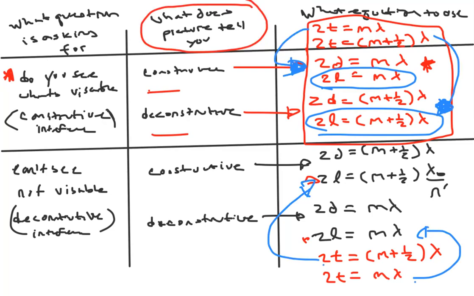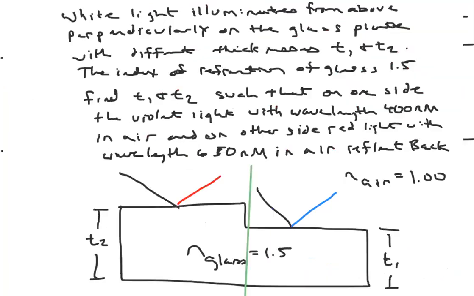So what's the question asking us for? Let me ask you that. It says white light illuminates from above perpendicularly on a glass plate with different thicknesses. The index of refraction of glass is 1.5. Find T1 and T2, the two thicknesses, such that on one side violet light with a certain wavelength in air, and on the other side red light with a certain wavelength in air, are reflected back.